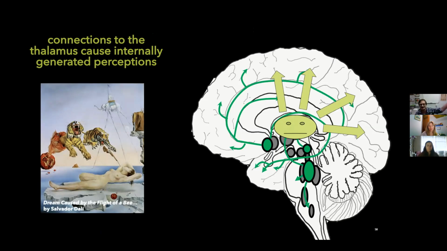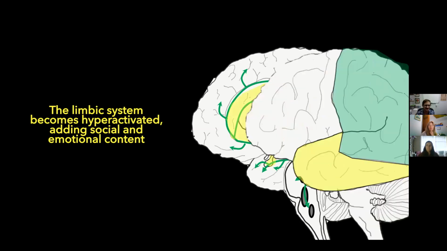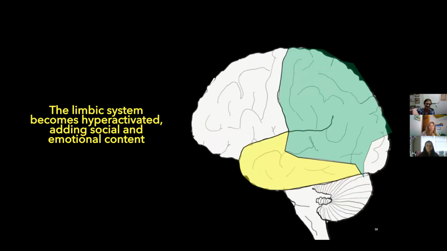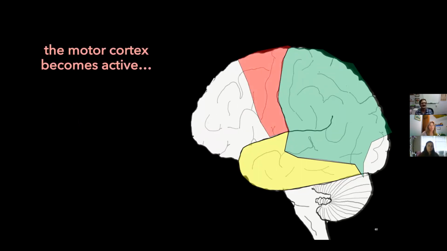So it's going to activate the sensory stuff, but independent of anything going on in the environment. And the limbic system is also super activated, so all the social and emotional content enters your dreams. You can put the brain back together here. So we've got the sensation, but now it's all weird and random, and we've got the feeling, but it's really strong. And in dreams, usually there's some kind of movement aspect. Motor cortex becomes active in the same patterns as when you are awake.